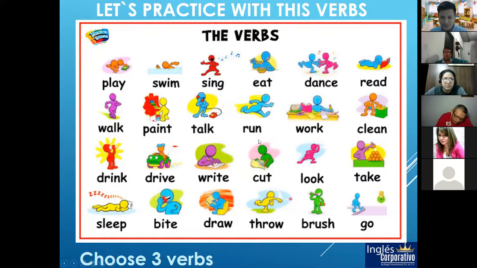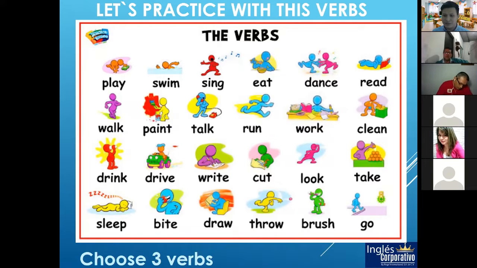Como ustedes ya se saben, la mayoría de estos verbos, you have to choose three of these verbs. Three, only three. Tienen que elegir tres de estos verbos. Okay, you got it? Sorry, teacher, what did you say? Okay, you have to choose three of these verbs. Elijan los que a ustedes les gusten o manejen mejor. You can choose whatever you want, and you like, right?